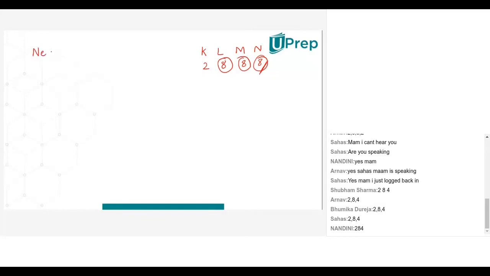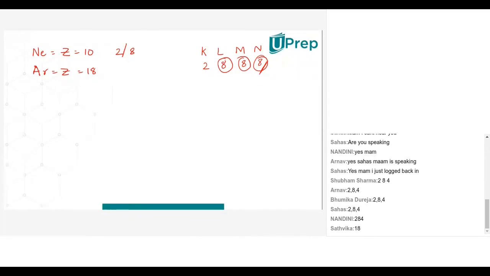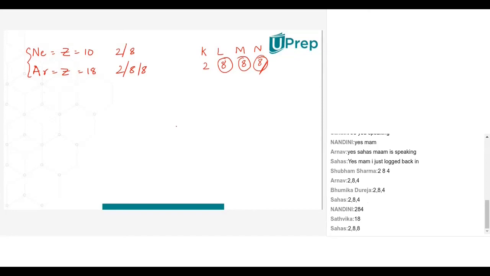if I take neon, atomic number is 10. Electronic configuration is 2, 8. The electronic configuration for argon is what? Can you guys tell me? 2, 8, 8. Very good. So 2, 8, 8. Now, what is special about these two elements?